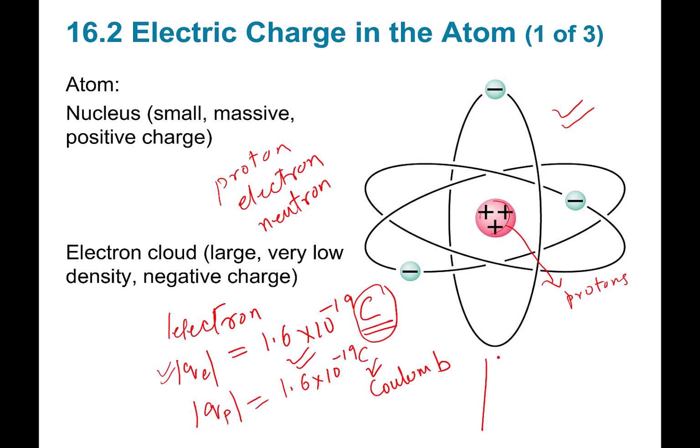The mass of the electron is less. The mass of the electron is 9.11 × 10^-31 kg, while the mass of the proton is 1.67 × 10^-27 kg, which shows us that the proton is heavier than the electron.